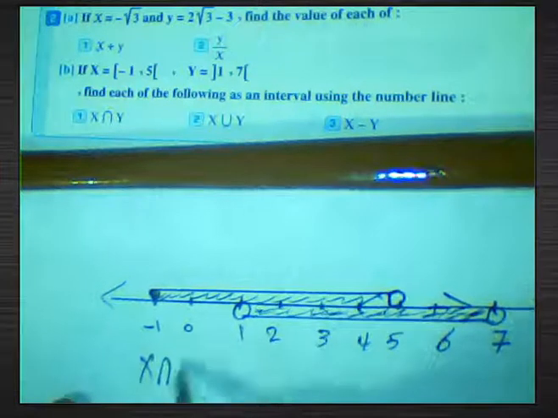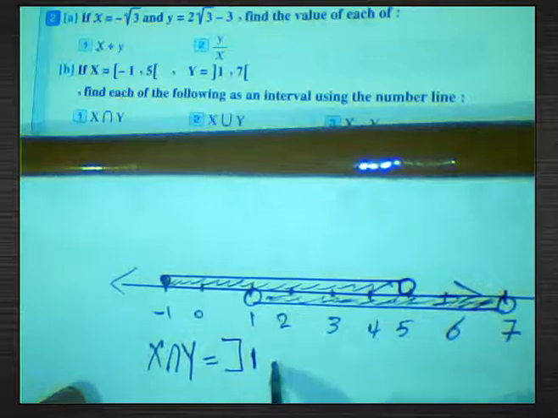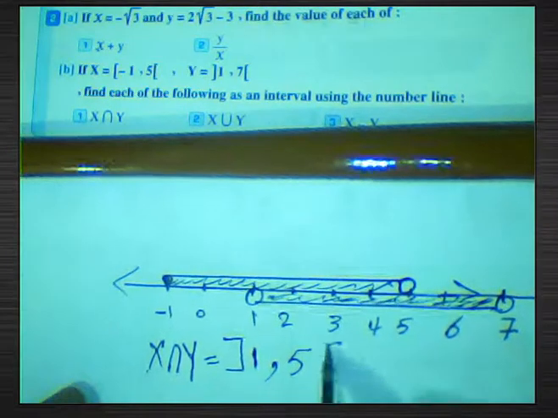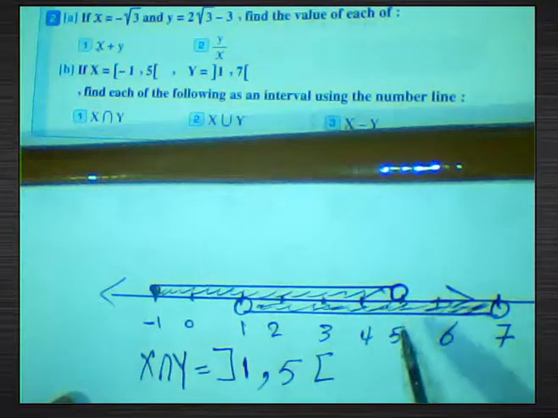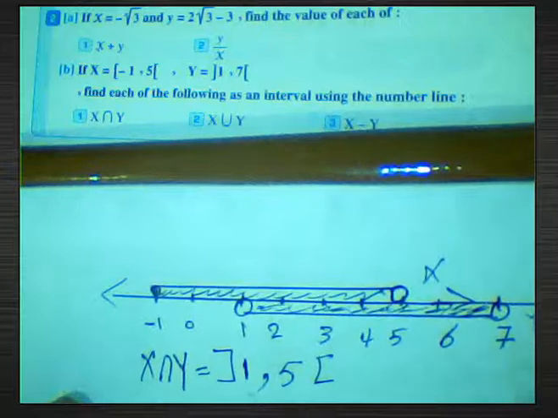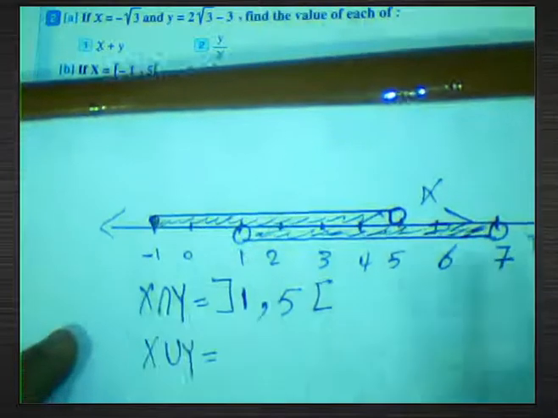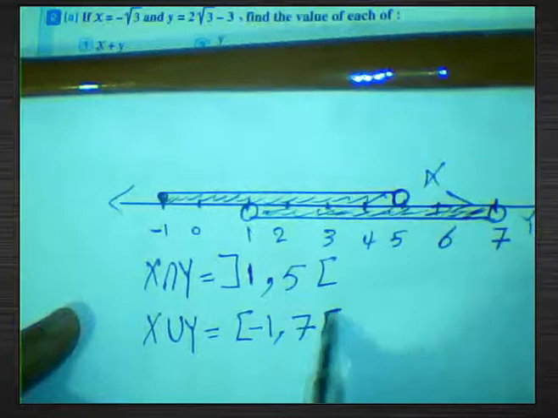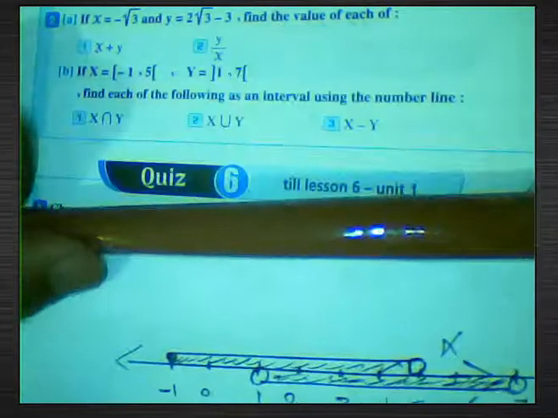x intersection y equal open interval from 1 to 5. From 1 to 5. 1 was opened and 5 was opened, because 1 not belonging to the second interval y, and 5 not belonging to the first interval x, because it's x interval and this y interval. x union y. Union from negative 1 to 7. Negative 1 was closed and 7 was opened. It's okay.